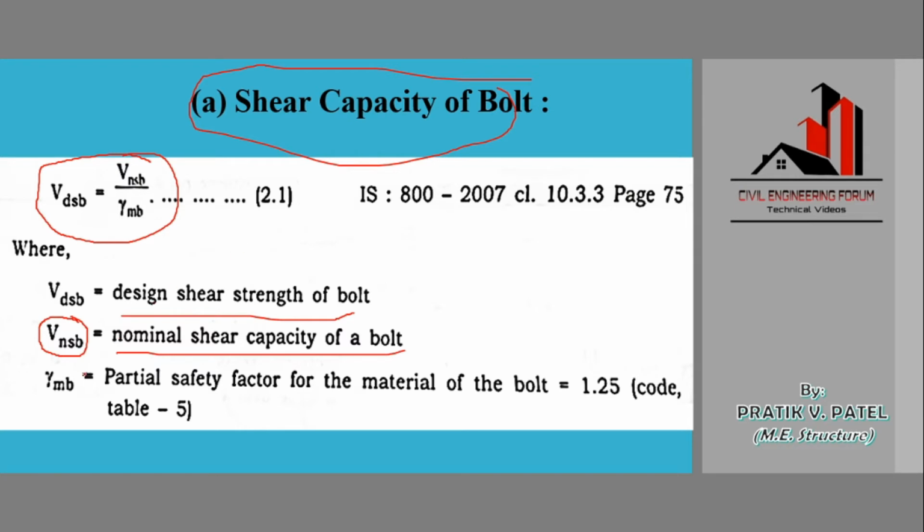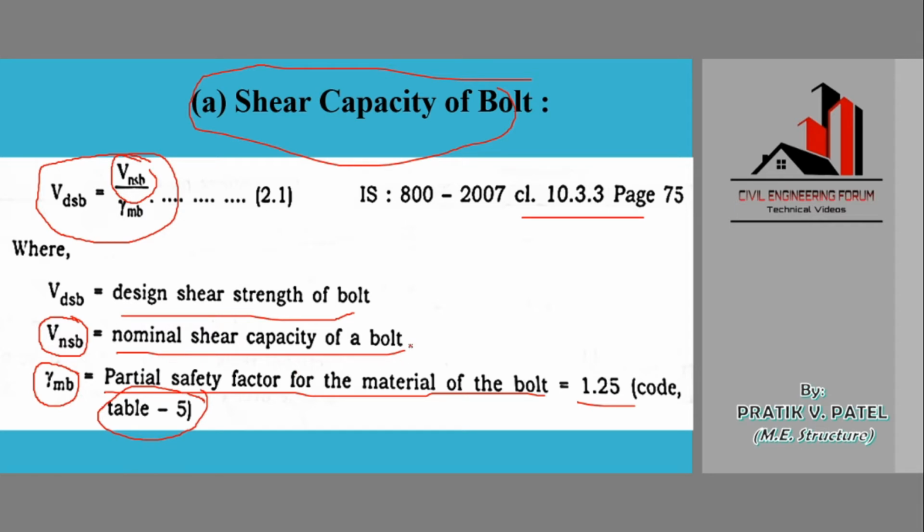But if we consider the safety factor, that is gamma_mb, the partial safety factor for material of bolt, it is 1.25. This is all according to the IS code page number 75, clause 10.3.3, and the safety factor is given in Table 5. So basically by using this formula we can find out the shear capacity of the bolt, but we need to find V_nsb, that is the nominal shear capacity of the bolt.